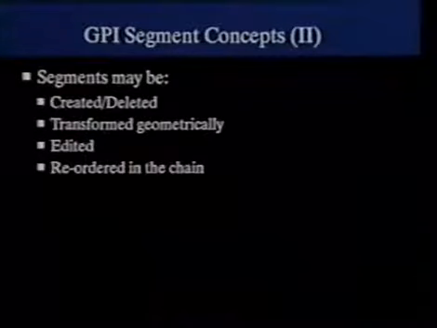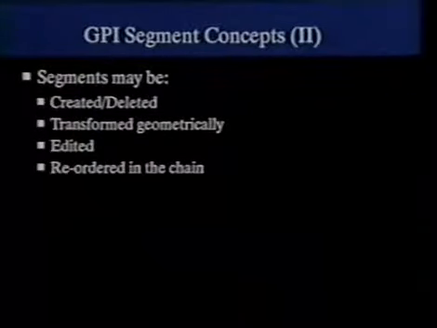Segments in the picture store of a presentation space may be created or deleted. They may be transformed geometrically. They can be edited, and they can be reordered in the chain. Notice that in a presentation device like a raster device for a display, typically the last time a pixel is painted is the color that it takes on. By reordering the order in which segments are drawn, you can change the ownership, if you will, of a pixel from one segment to another.